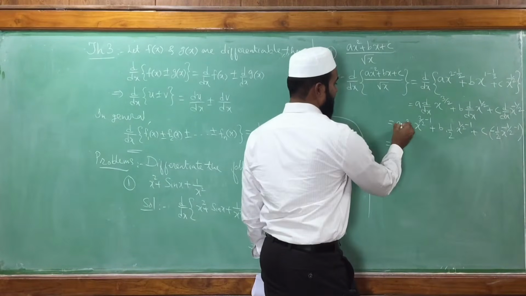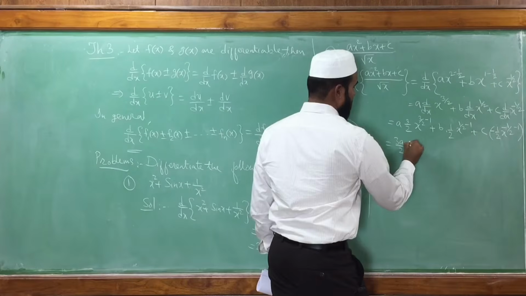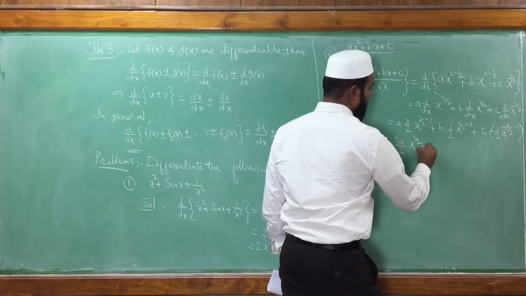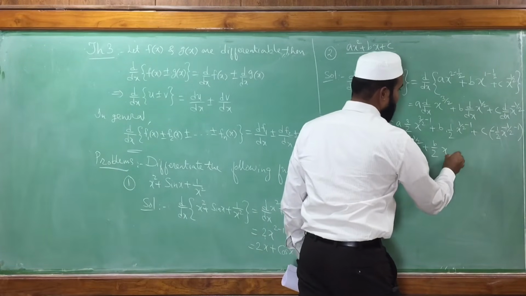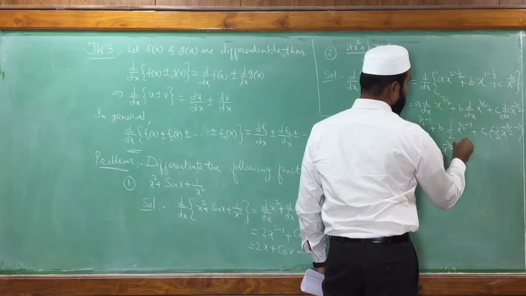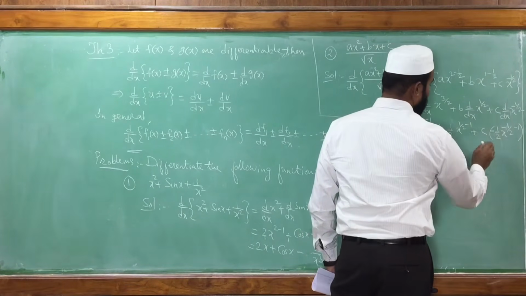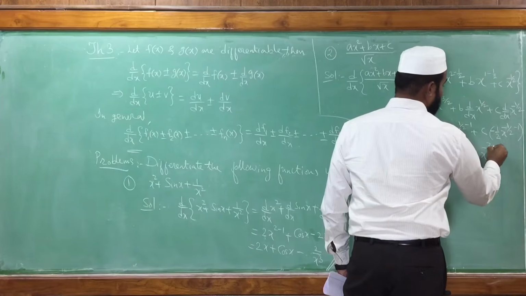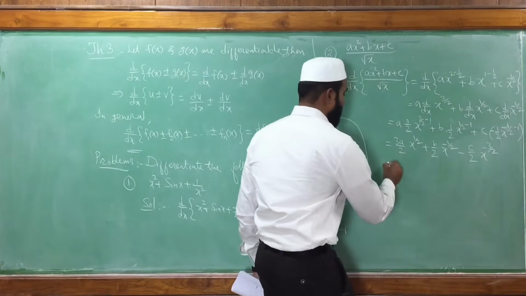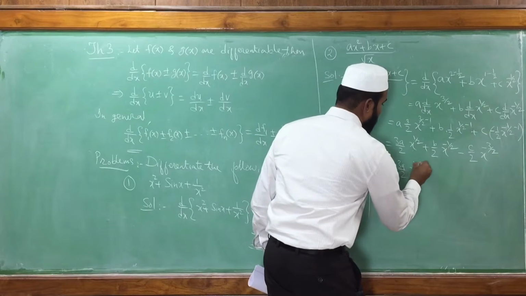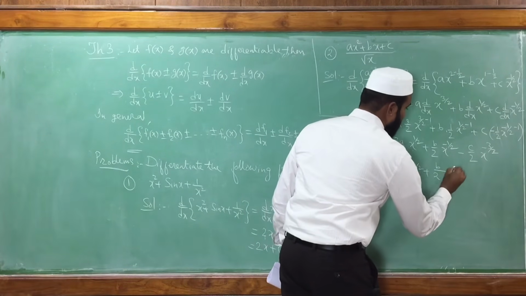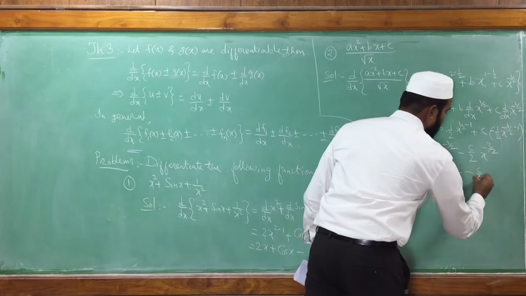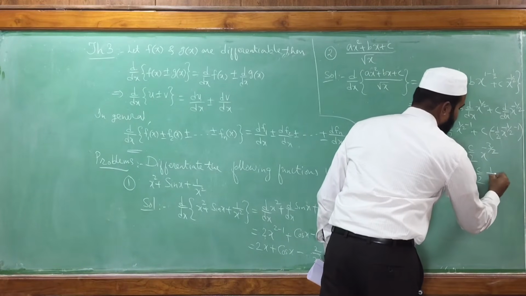Let us simplify this. What will happen? 3a by 2 x power 3 by 2 minus 1. What will happen? 2. So we will get 1 by 2, plus here b by 2 x power 1 by 2 minus 1 by 2 is nothing but minus 1 by 2. Here minus c by 2 x power, what will we get? Minus 3 by 2, right? Further we can simplify: 3a by 2 x power 1 by 2 plus b by 2 x power minus 1 by 2 can be written as 1 by root x, minus c by 2 x power minus 3 by 2 can be written as 1 by x power 3 by 2.